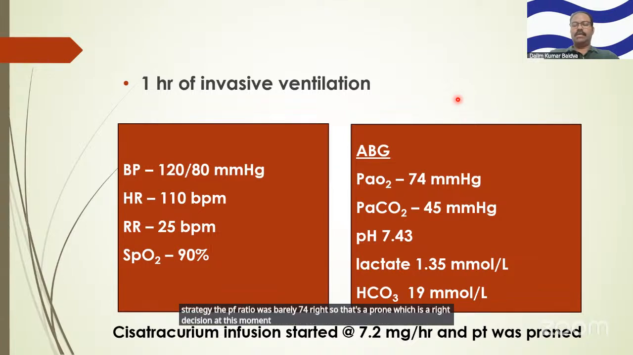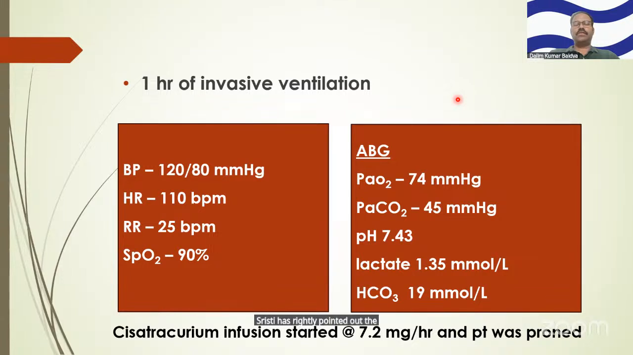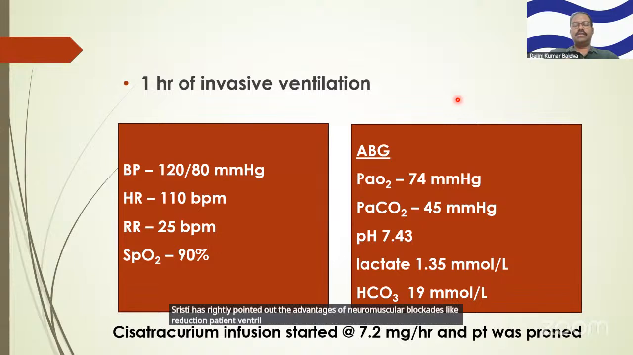Now, here I would like to come to Anirban again for certain clarifications. Srishti has rightly pointed out the advantages of neuromuscular blockades like reduction in patient ventilator asynchronies and reduction in the work of breathing. So, can you throw some more light on this, particularly in terms of use of intermittent versus continuous neuromuscular blockade in association with deep or light sedation, Anirban? Yes, sir.